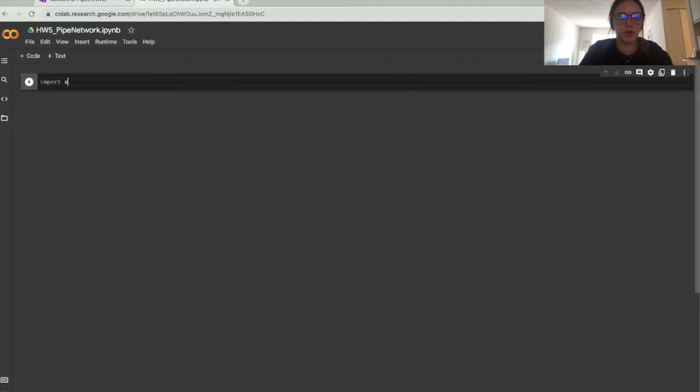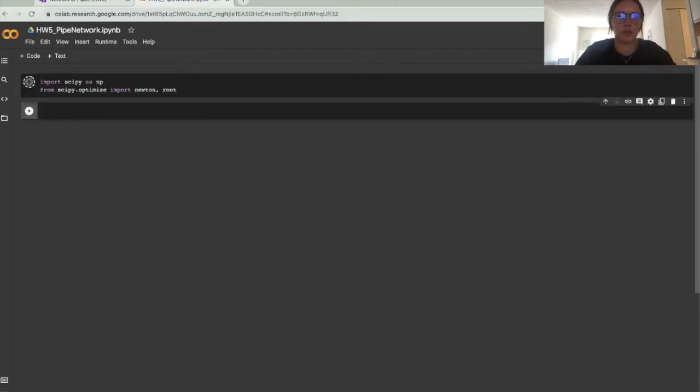We're going to import SciPy as NP, and this will help us with certain mathematical functions that we're going to use later, such as logs, absolute value, and sign changes. We're also going to do from scipy.optimize import newton and root. This will help us with a function that we're going to make later on. There's a certain Newton equation kind of thing that will help us with that.